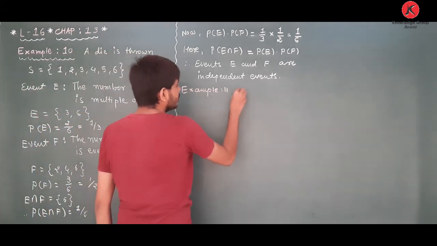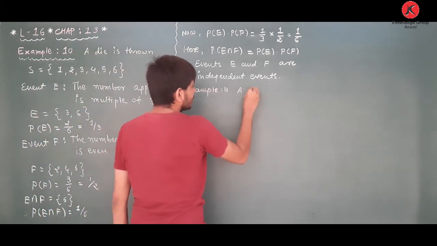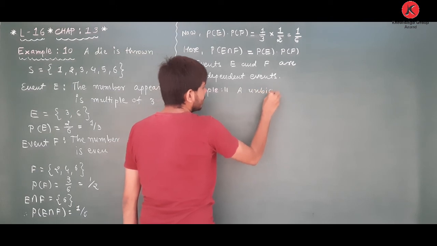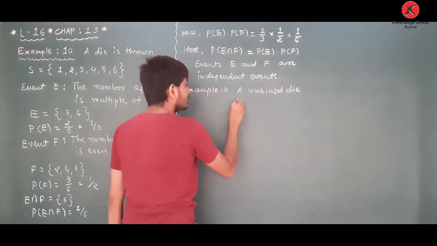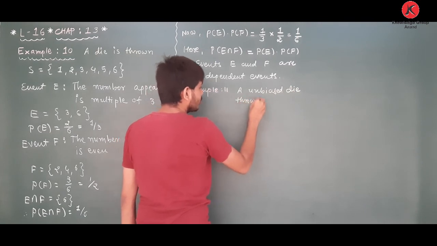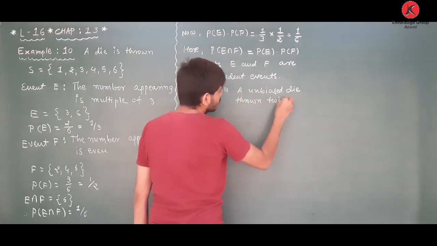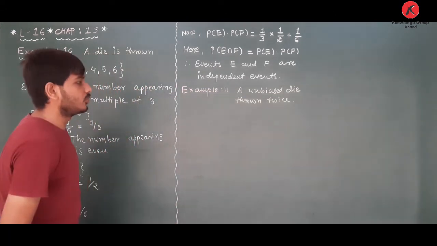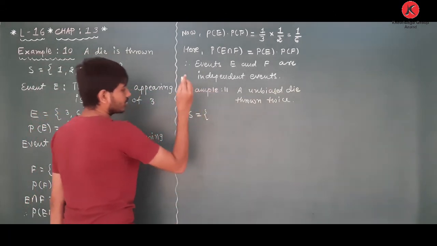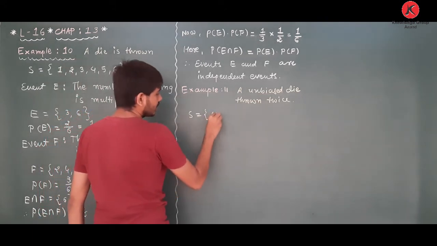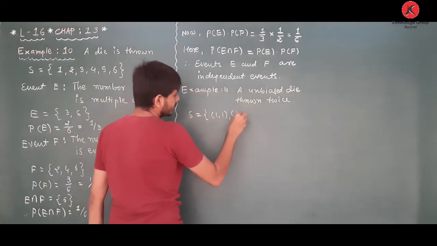That means we know the sample space. An unbiased die thrown twice. Therefore you have the sample space S equals a total of 36 outcomes. Write down all the outcomes here.